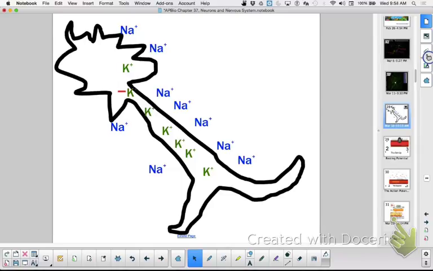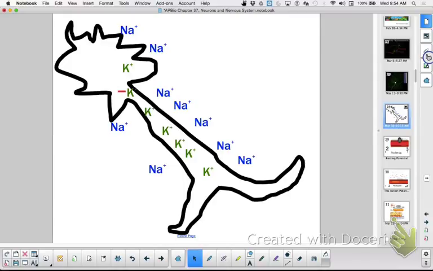So now, with 3 sodiums out and 2 potassiums in, all eyes up here, what would I have as far as positive charges going? I would have more what? Positive outside than inside. Because for every 3 positives I'm putting out, I'm only putting 2 positives in. Okay, so we've got that part of it.